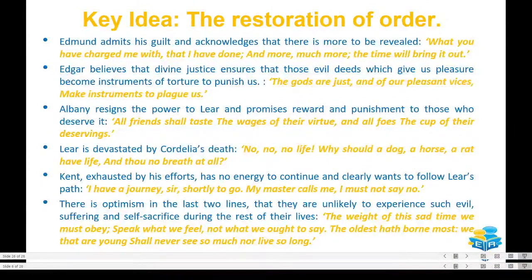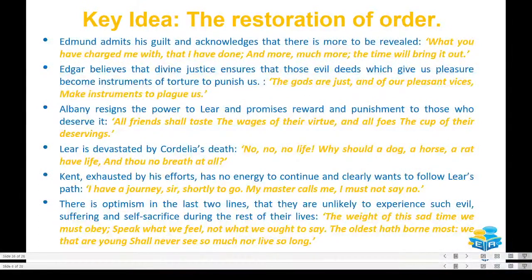This one here, the last line. There is optimism in the last two lines, that they're unlikely to experience such evil, suffering and self-sacrifice during the rest of their lives. The weight of this sad time we must obey. Speak what we feel, not what we ought to say. The oldest hath borne most. We that are young shall never see so much nor live so long.